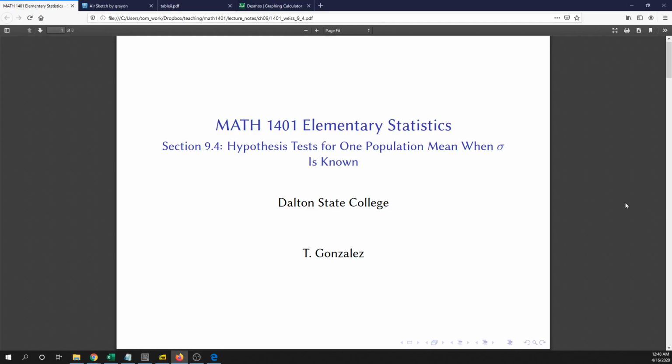In this video, we are going to talk about section 9.4. Here we are doing hypothesis tests for one population mean when sigma is known, right? Sigma being the population standard deviation.